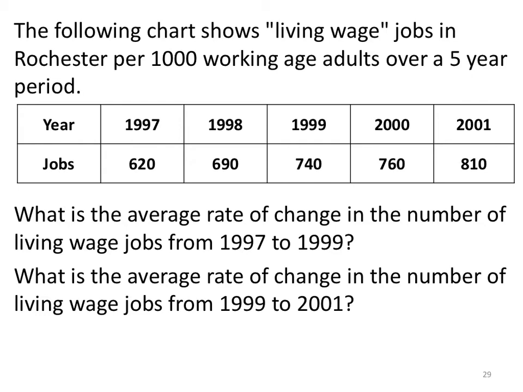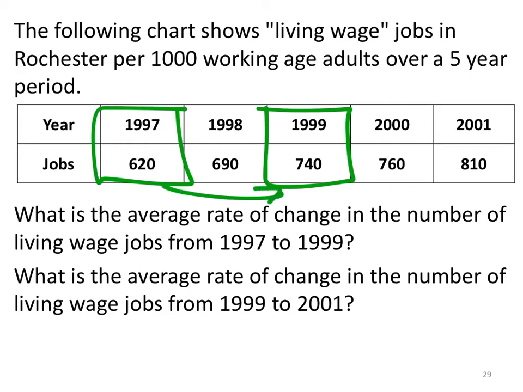I just want to look at 97 to 99 right here. So 97 to 99 like this. And I want to figure out the change in jobs in that amount of time. Well, how much did the jobs change? It went from 620 to 740. Now, if you wanted to do 740 minus 620 to figure that out, you could. Some of you guys are like, I don't really need that. You just know it's a change in 120 jobs, right?